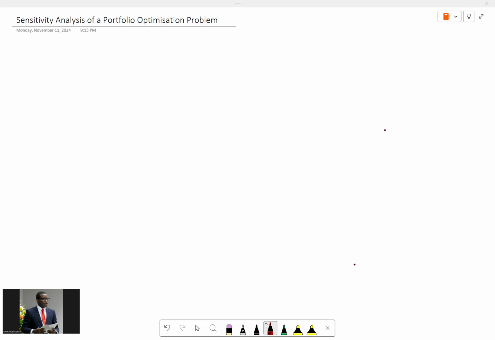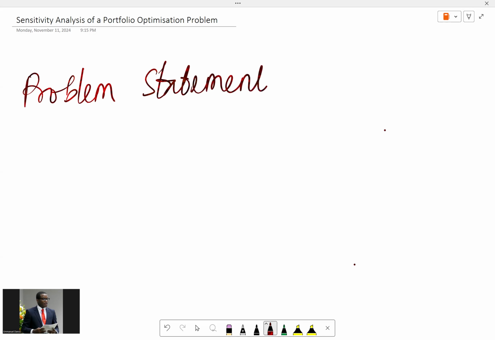In this video, I'll be talking about sensitivity analysis of a portfolio optimization problem. Let's start with the problem statement. From the previous video, you already know that you only talk about sensitivity analysis after getting your optimal solution using, say, the simplex method. Of course, you can also use the graphical method, but my focus is on the simplex method here.